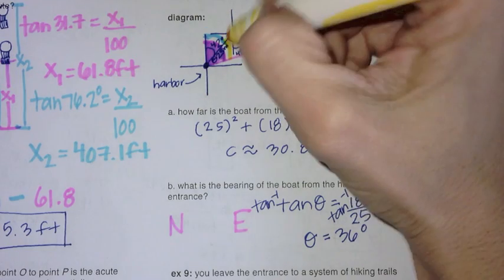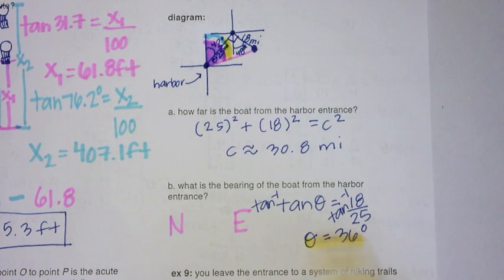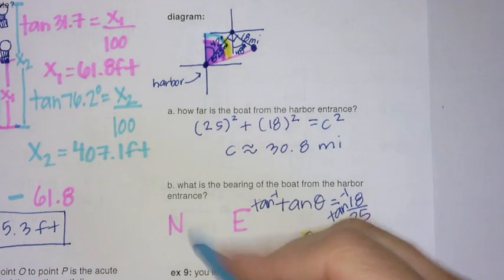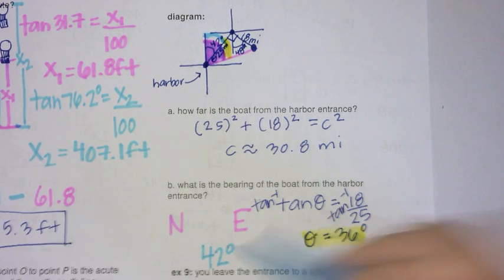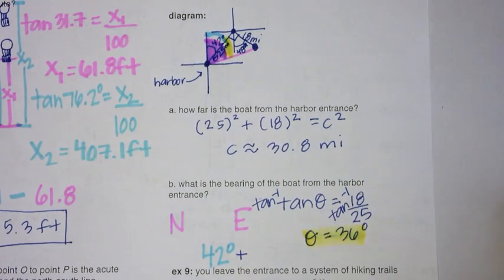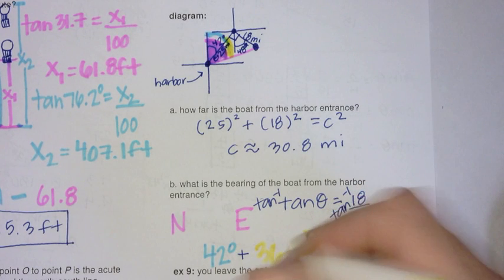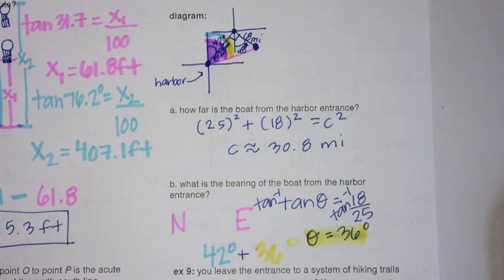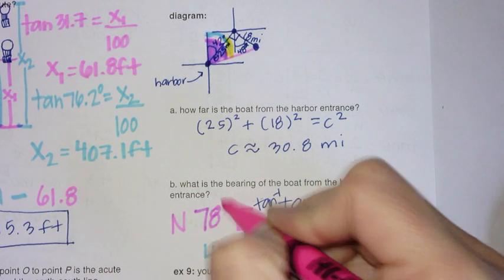So this angle right here is 36 degrees, but I want the whole entire pink angle. So if I take the 42 degrees plus the 36 degrees, that gives me that entire angle back to the north-south line, which is 78 degrees. Okay?